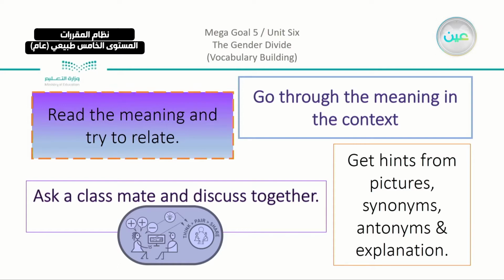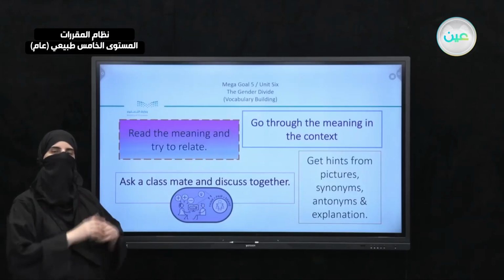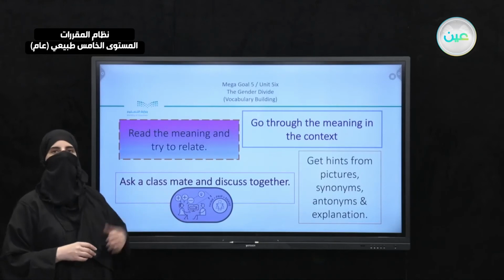And at the end, we have here to get hints from pictures, synonyms, antonyms, and explanations. So actually, we're going to do the parts with the pictures and explanation. The synonyms and the antonyms, I will leave them for the revision in the next lesson, inshallah.